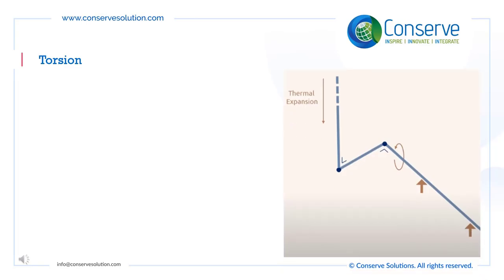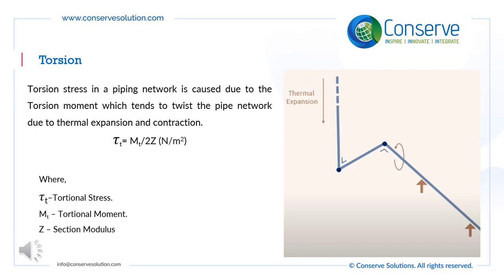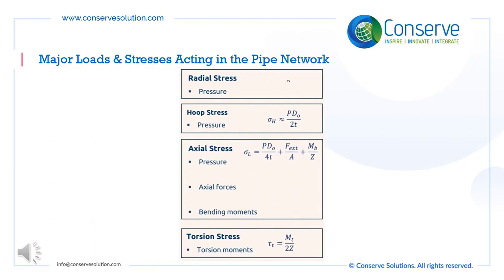The deflection or displacement or sagging or thermal expansion caused in one segment of pipe can cause bending moment and torsion in other segments. In this case, if the vertical pipe is displaced, it causes bending moment in the immediate horizontal pipe and torsion in the next segment of pipe. The stress associated with torsion can be calculated as MT by 2Z, where MT is the torsional moment and Z is the section modulus. To summarize, these are the loads and stresses acting in the piping network.